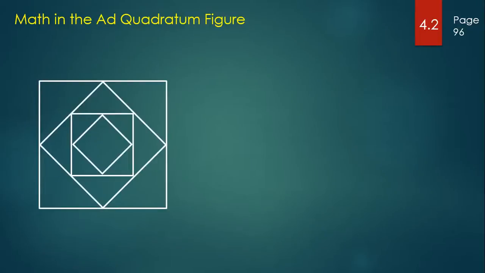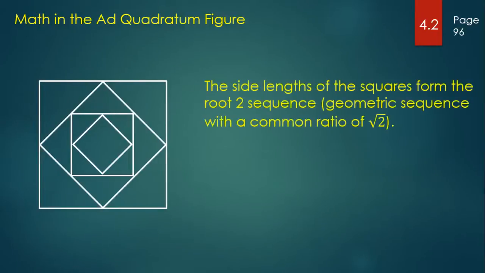And another thing that we've already looked at mathematically about this figure has to do with the side lengths. And we've noticed that there's a pattern in the side lengths, and the side lengths form something that's called a root 2 sequence. And a root 2 sequence is another geometric sequence, but in this case the common ratio is the square root of 2.